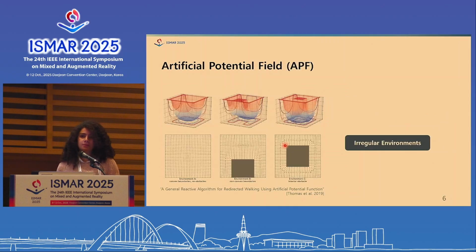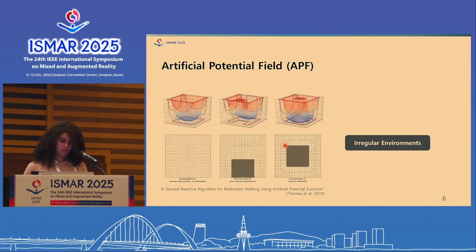And then artificial potential field was first used in redirected walking in 2019 by Bachmann et al. And Thomas et al. decided to use it to handle irregular physical environments. A regular physical environment is an environment with a convex shape with no obstacles in it. However, irregular ones include ones with non-convex boundaries and ones that have obstacles in them.